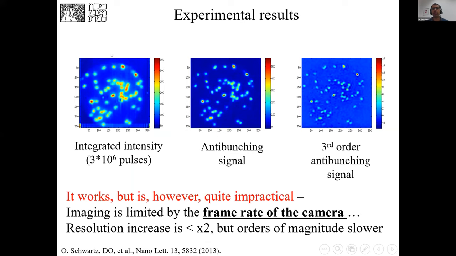And indeed, if you do this, you see that the linear signal, the linear fluorescence, has worse resolution than the anti-bunching signal, and worse resolution than the third order, so the missing triplets of photons. But if you look at the magnitude of the signal here, you have hundreds of thousands of photons per experiment. The experiment took an hour here. It's 36,000 seconds, so 3 million pulses, and only several hundreds of missing pairs and only a handful of missing triplets. So you get better resolution, but it slows down your measurement extremely. So it's quite impractical, and that is because your imaging is limited by the frame rate of the camera. So you need a fast camera, but one that still is able to measure photon correlations.